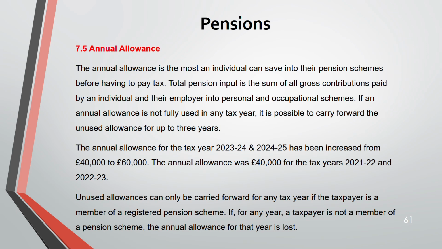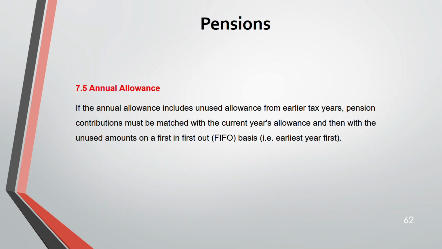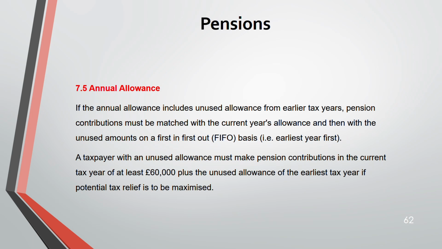If for any year a taxpayer was not a member of a pension scheme, you will lose that year's annual allowance. If the annual allowance includes unused allowance from earlier tax years, then you match the pension contribution with the current year's allowance first and then with the unused amounts. How? FIFO basis, first in, first out. That means the earliest year first, then the later, then the later. That's how. Definitely will do a question.